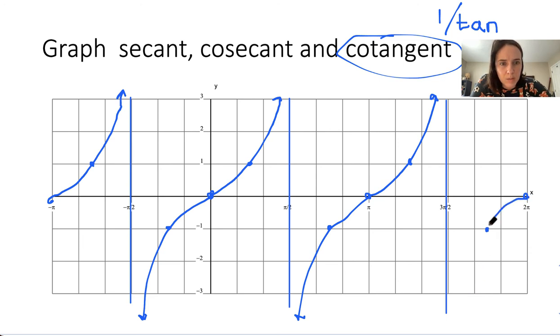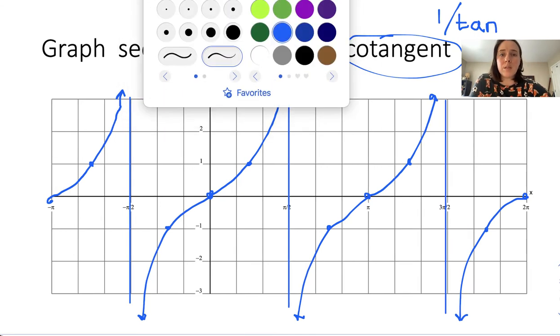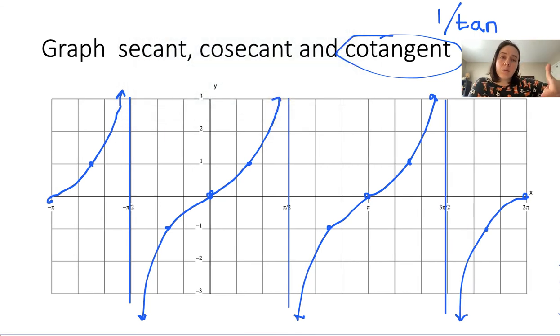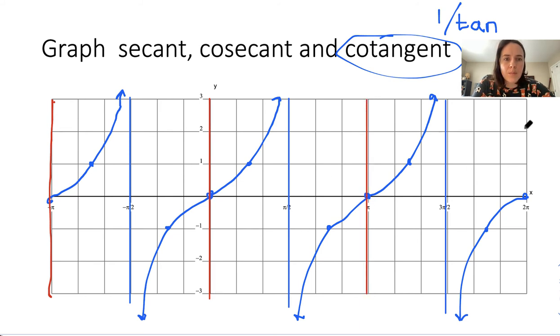And then we come down, swoop, swoop. All right, cool. So same deal: since cotangent is the reciprocal, everywhere that the tangent is 0, the cotangent is going to have its vertical asymptotes. So I'm going to go in and say, all right, tangent is 0 here, so let's draw our little vertical asymptote. Tangent is 0 here, so let's draw our vertical asymptote. Got a vertical asymptote here, and a vertical asymptote here.